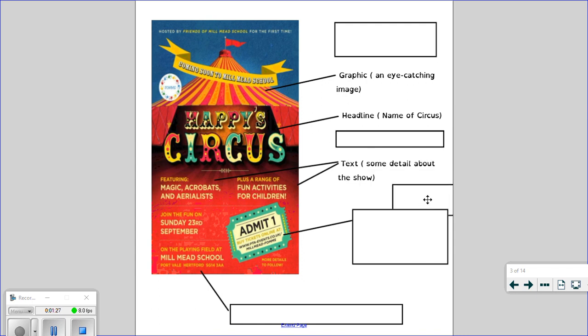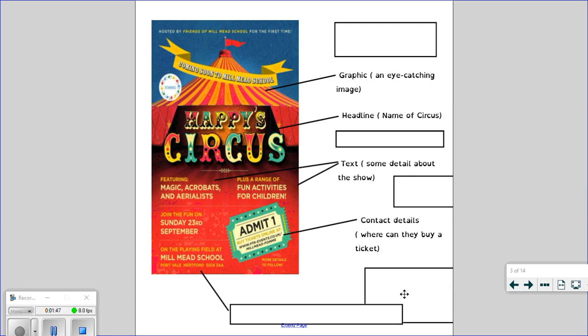Then we also need to include some text, some detail about the show. It might be what is going to be included in the show and the performance. So some extra bits of information, not too much, because obviously on an advert you don't want it to be really busy with lots of text. So just pick out your key things that you think are going to be the most appealing.